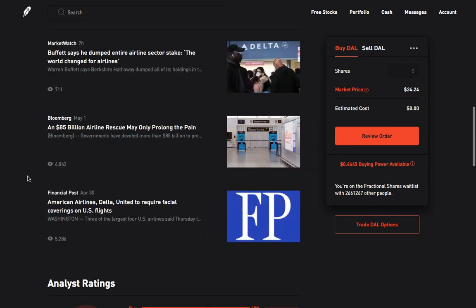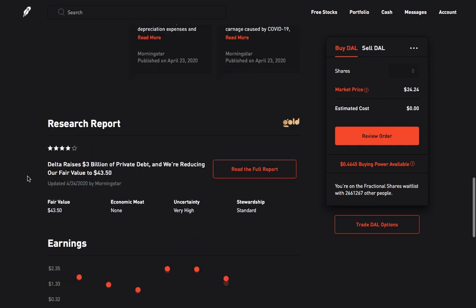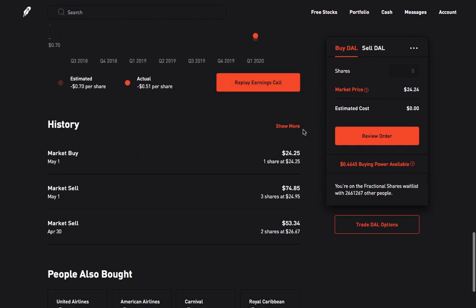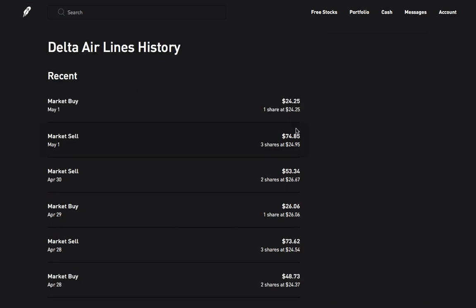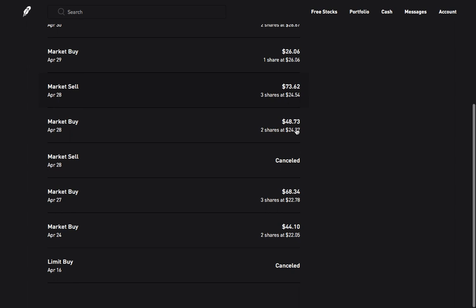I'll actually show the moves on this one. Okay, here are all my moves right here. So I'm going to show you guys all my moves. And like I said, I always show all my moves, full transparency, all the audit. I made some moves. I was going to buy it on the 16. I canceled it. I bought 2 shares at 22. Bought 3 shares at 22.78. Bought again at 28. And I finally sold at 24.